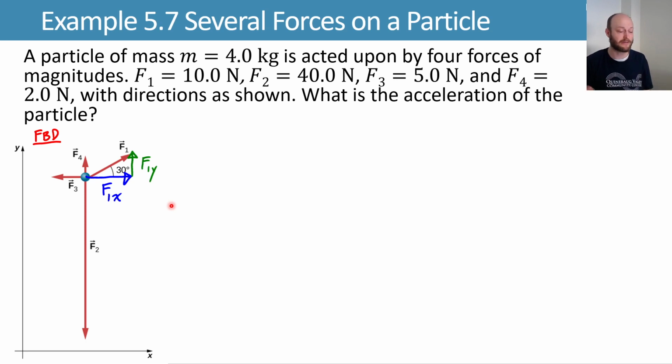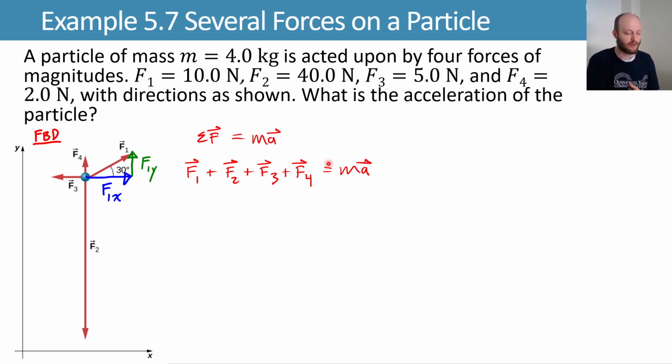Where are those equations coming from? Newton's second law. So here we have Newton's second law, the sum of the forces is equal to mass times acceleration. As a vector expression, that just looks like F1 plus F2 plus F3 plus F4, that's my net force, is equal to mass times acceleration. But in order to solve for my acceleration, it's going to be easier if I split this up into x components and y components. So we'll go ahead and do that.